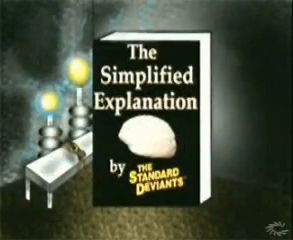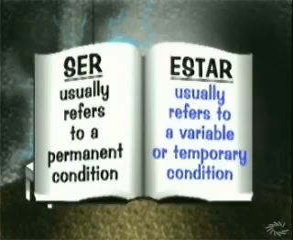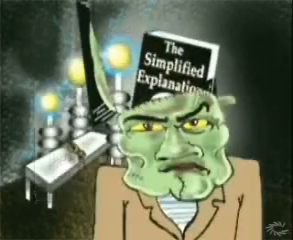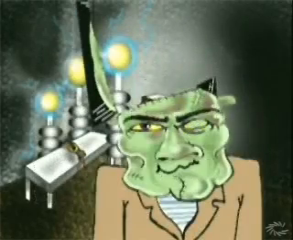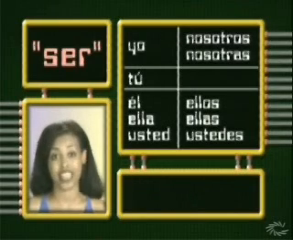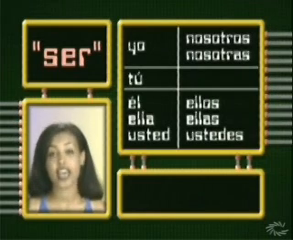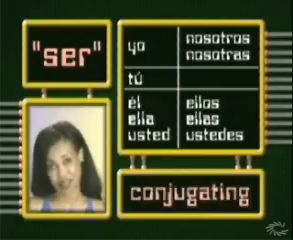Here's a simplified explanation of the difference between ser and estar. Ser usually refers to a permanent condition, and estar usually refers to a variable or temporary condition. Keep that in mind as we go over the details. We'll show you the various forms of ser that go along with each pronoun. By the way, when you go through all the forms of a verb, it's called conjugating the verb. We'll tell you more about conjugations in a minute.